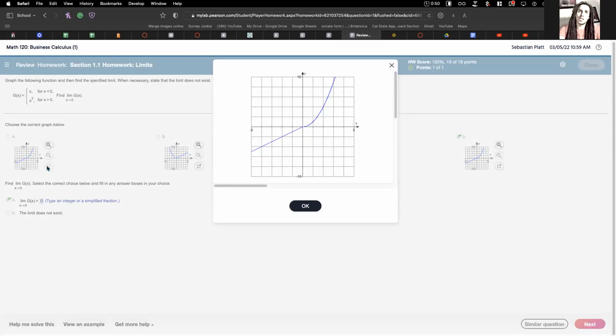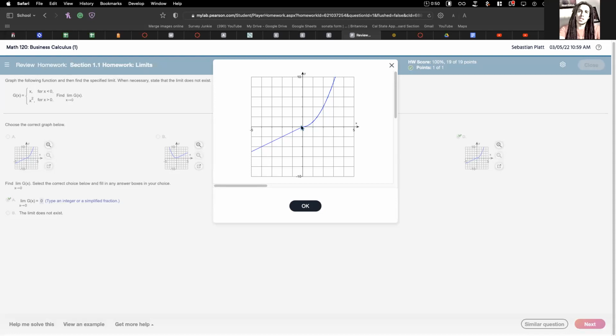When you look at this graph, this is the x part of the graph, and this is the x squared part of the graph. The x part is approaching 0 from the left. That looks fine, right? And the x squared is approaching 0 from the right. So this looks like it'd be a good choice, right? Not quite. There's one problem with it.